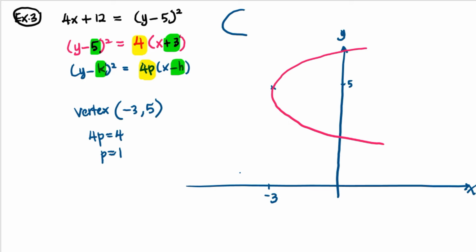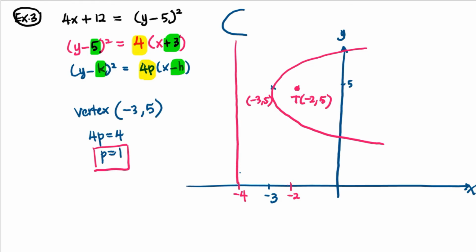Now we know that the distance from the vertex to the focus is 1. So from -3, we get -2, which is somewhere around here. So this is the focus, (-2, 5), and this is the vertex (-3, 5). For the directrix, the distance is -4, so we have x equal to -4 as the equation of the directrix for this parabola. Okay, we are done.